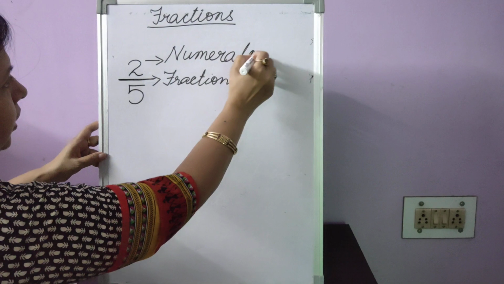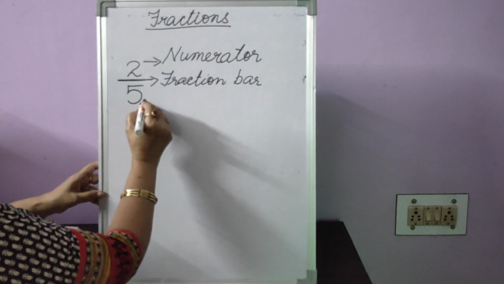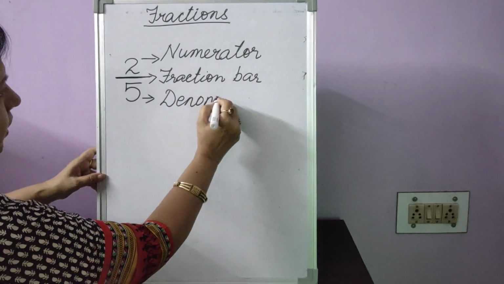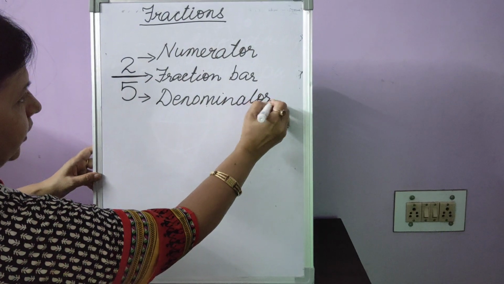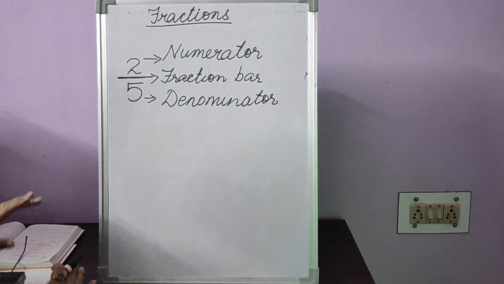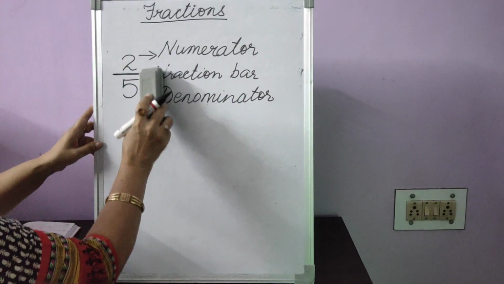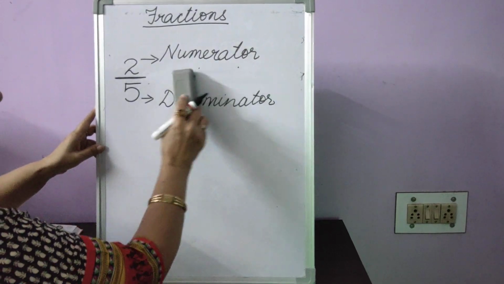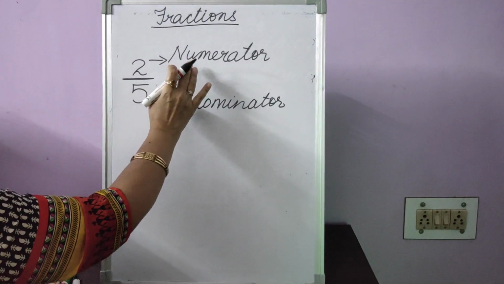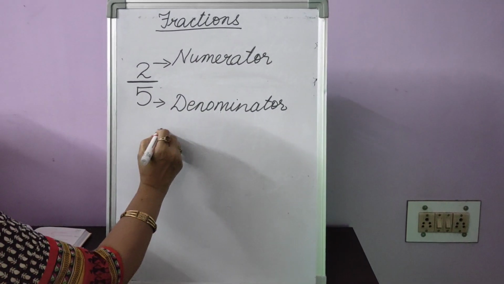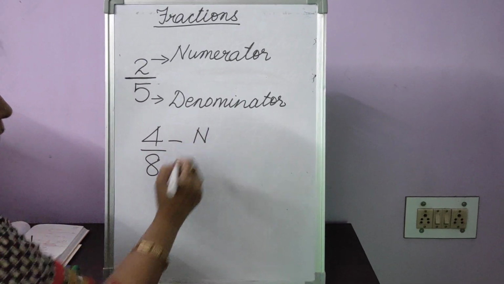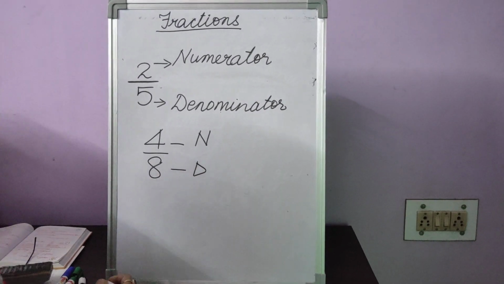Look at the spelling carefully. Numerator. And the number that we write below the fraction bar is called a denominator. Numerator, denominator. Fraction bar is just this line that is there. You just have to remember that it is called a fraction bar. And for all our practical purposes, what we need to remember are just these two terms, numerator and denominator. For example, if I have 4 upon 8, it means 4 is the numerator, 8 is the denominator.